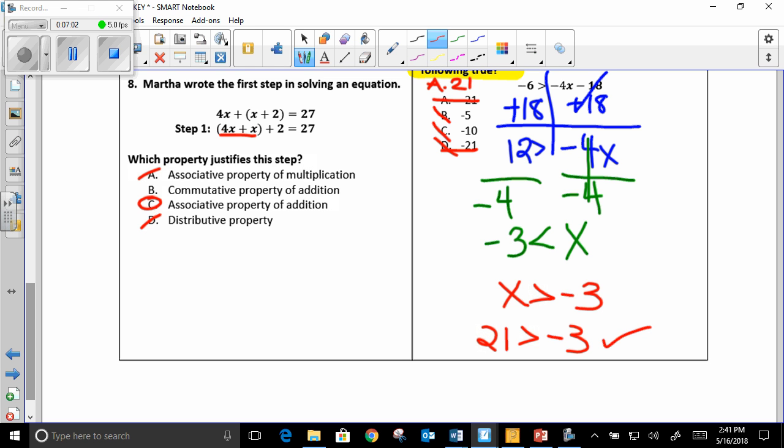So you would plug in a number, and they will ask you at least one question like this. Which of the following will make the statement true? So be really careful with those types of questions.